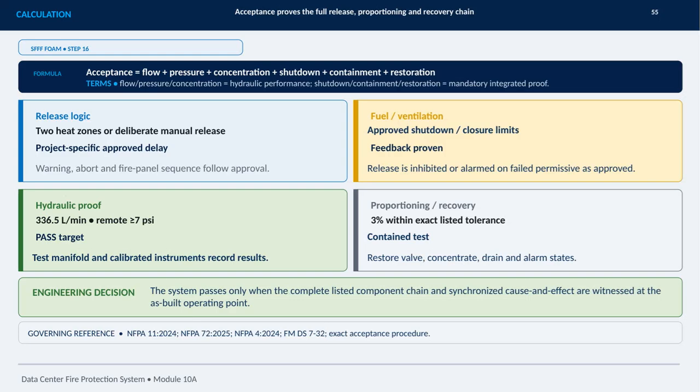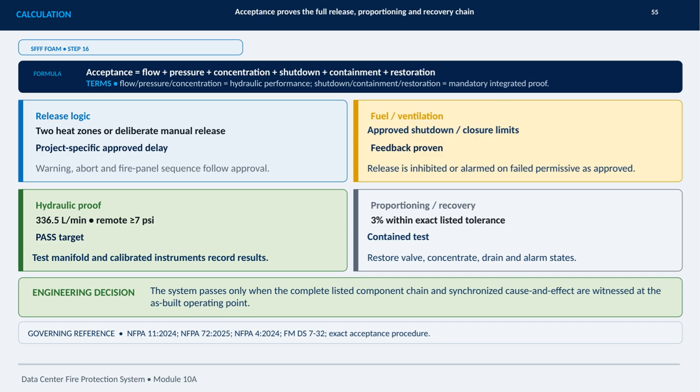This calculation slide defines what acceptance means for the SFFF foam system. Acceptance is not a single flow test. It proves the complete release, proportioning, recovery, and integrated control chain. The system passes only when every listed function operates together at the as-built operating point. The release sequence must be demonstrated through either 2 heat zones or an approved manual release, using the project-specific delay. Warning, abort, fire panel logic, fuel and ventilation shutdown, closure limits, and feedback must all respond as approved.